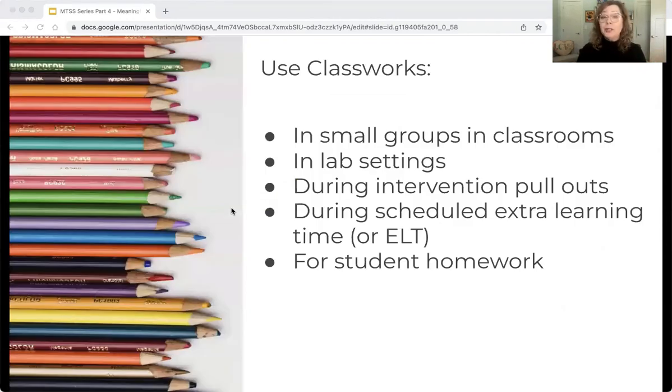So, when do students work on Classworks? Well, we see Classworks in action daily. I've seen it being used in small groups in classrooms, in lab settings, during intervention pullouts, and during scheduled extra learning time or ELT. Having a schedule in place is so important. When students work in Classworks for the recommended time, you will see results. If students need more time in Classworks, don't forget that Classworks can be accessed anywhere a student has a device and internet.